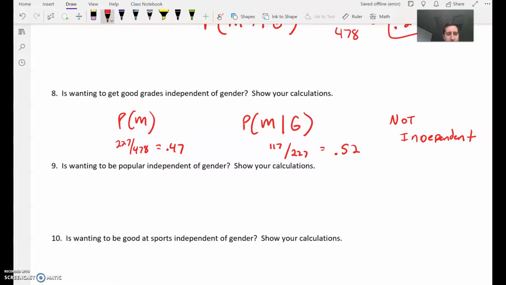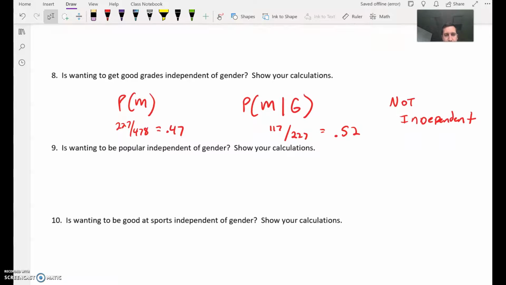Is wanting to be popular independent of gender? Is wanting to be good at sports independent of gender? See, we're doing some cool things. You can do this when you are making contingency tables. You can use this as a way to enhance your contingency tables. Drop some probabilities in.